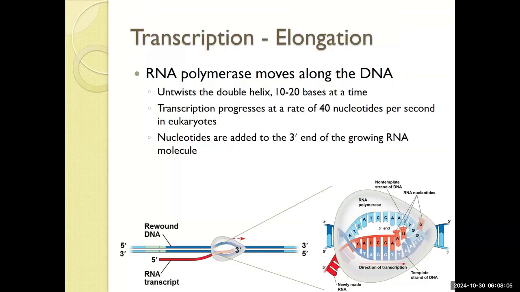This brings us to elongation. The RNA polymerase will move along the DNA, going 5' to 3', untwisting the DNA helix, making 10 to 20 bases accessible at a time. And it will add a complementary base based upon the DNA template at a rate of about 40 nucleotides per second in eukaryotes, creating the single-stranded, newly made RNA transcript.